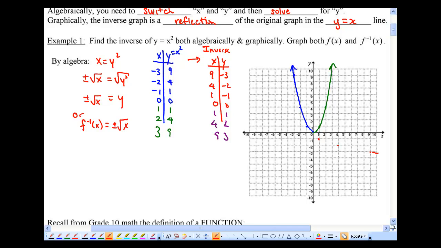And I'm going to connect these dots here. Then we have 1, comma 1, 4, comma 2, 9, comma 3. And we get this. So notice the inverse is really kind of like a sideways parabola. And if you wanted to double check, remember that idea of reflection? Well, here's my line y equals x. Is it a reflection in this line? I think so. I hope you do too. So life is good. It makes sense.